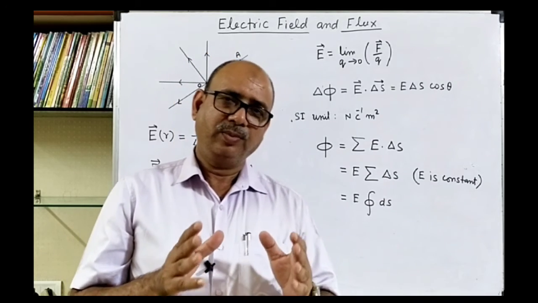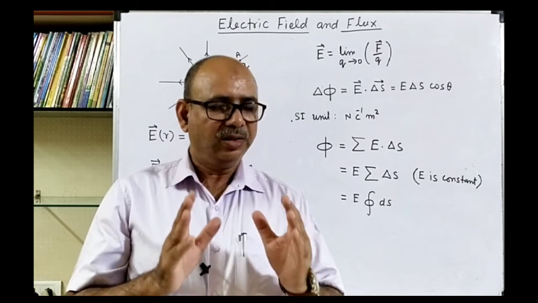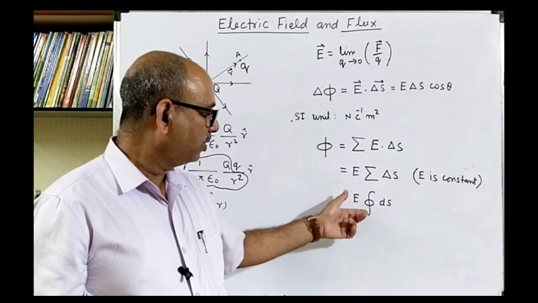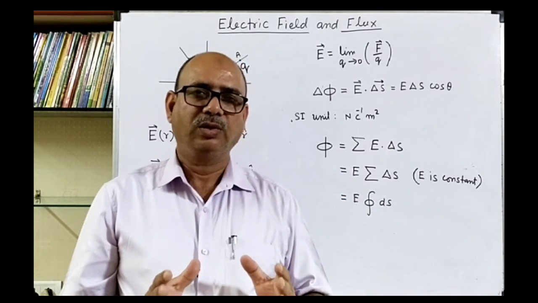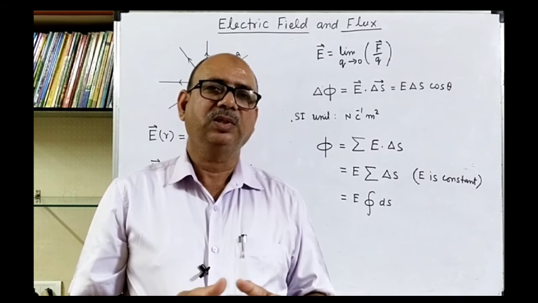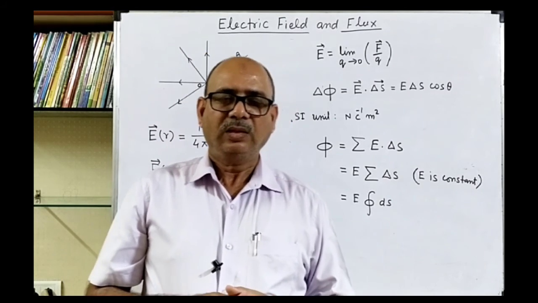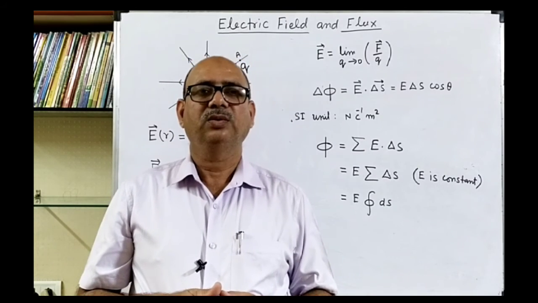If the value of the incremental surface area is very small and tending towards zero, then we can replace the summation by surface integration, and the total flux passing through a surface will be equal to E times the surface integral of dS. This is all about the electric field and flux in this video.